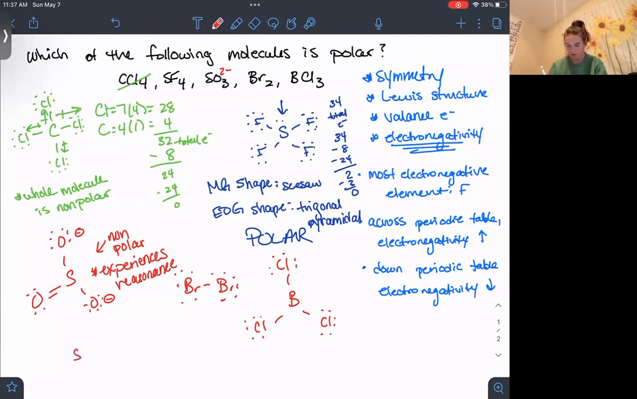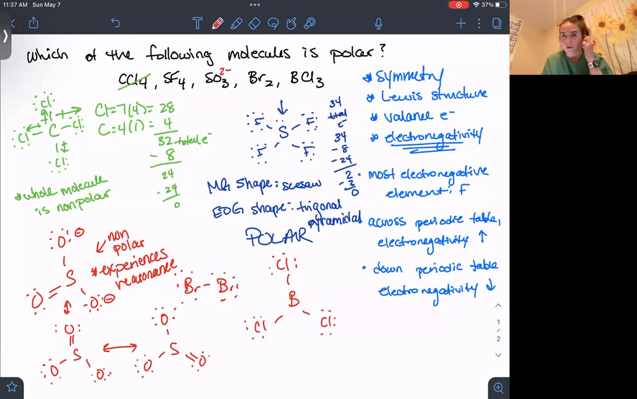And so we could have a structure that looked like this. Or we could have a structure that looks like this. Right, so all of those are in play. And so it might look like the top, the middle, or the right at any time. And so therefore they're all going to average out to be one total structure. And then therefore it's nonpolar. Does that make sense for resonance and nonpolar stuff of SO3 2-?